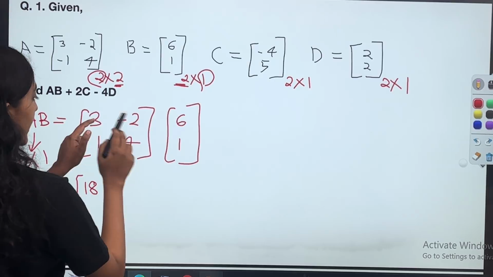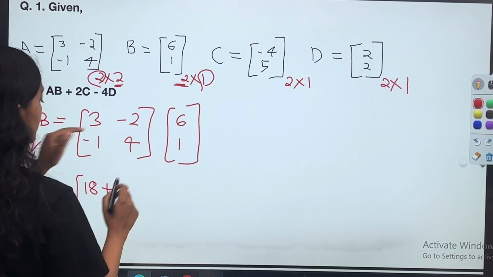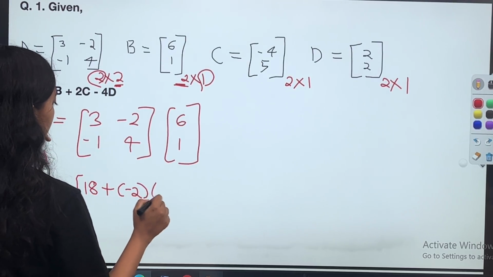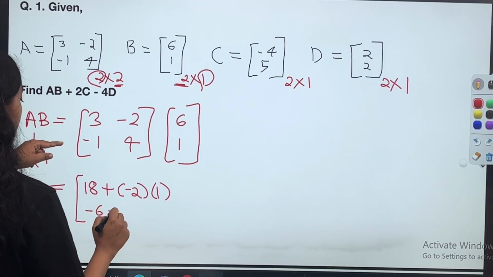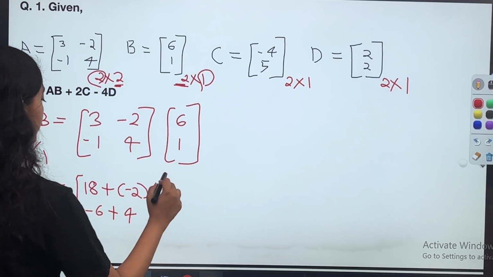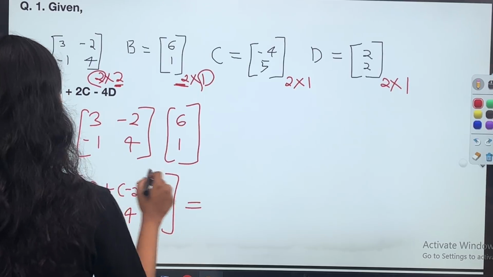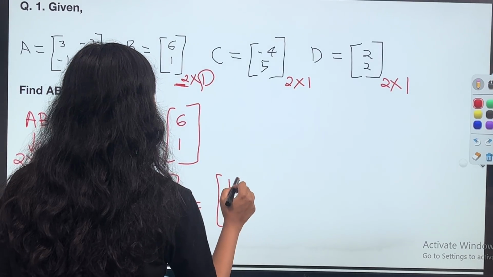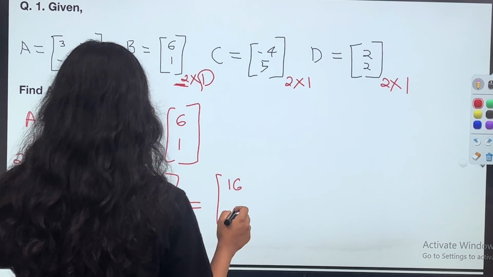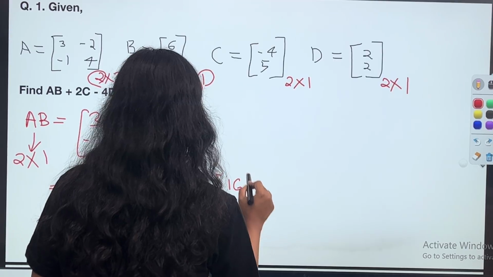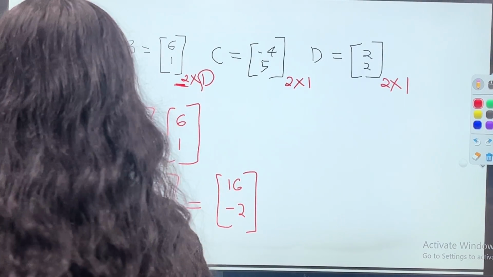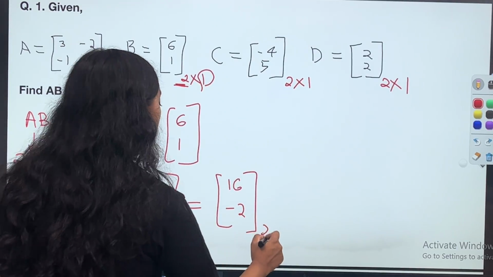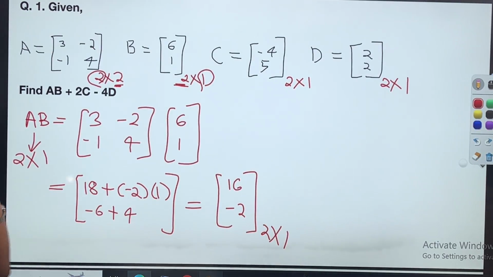That means you will have 2 rows in 1 column. So 6 3s are 18 plus minus 2 into 1. Okay. Then minus 1 into 6 is minus 6 plus 4 into 1 is 4. So you have 18 minus 2, which is 16, and minus 6 plus 4, which is minus 2. Right? Did you get the order as 2 into 1? 2 rows, 1 column. So that is one trick which you can know.